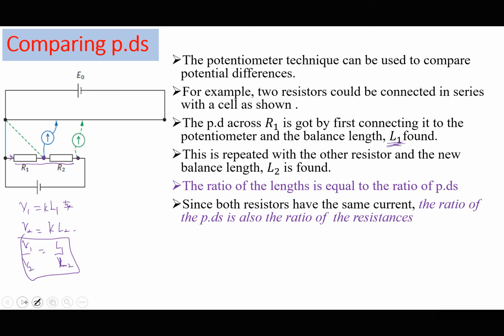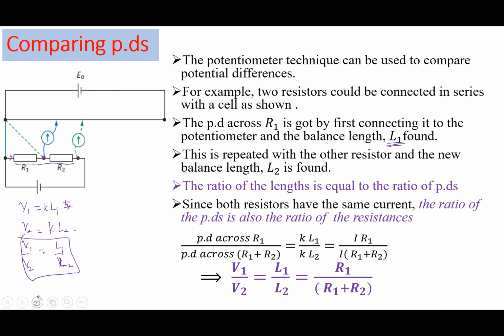In other words, the PD across R1 divided by the PD across R1 plus R2 is the same as KL1 over KL2 when you divide, which is going to be the same as I R1 over I into R1 plus R2, because the same current flows through them, and PD is equal to current times resistance. So for the first one, it's going to be I times R1. For the second one, it is going to be I into R1 plus R2. That is from Ohm's law, V equals I times R.